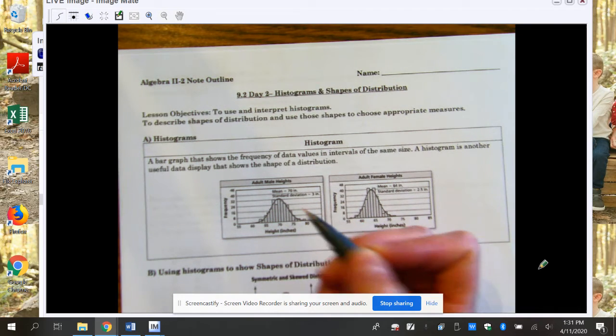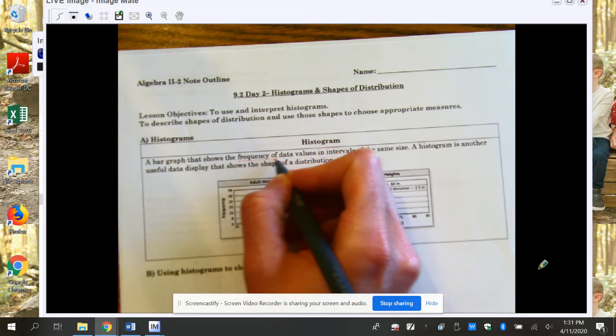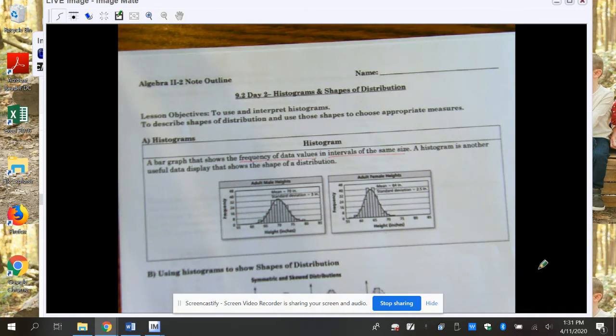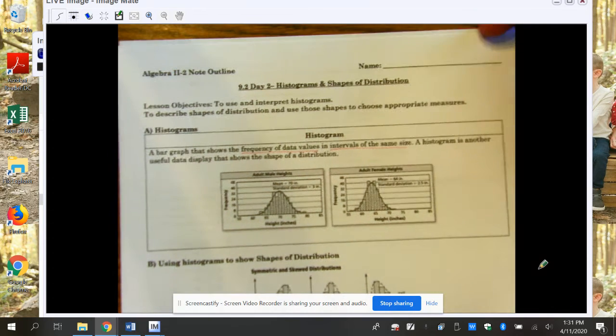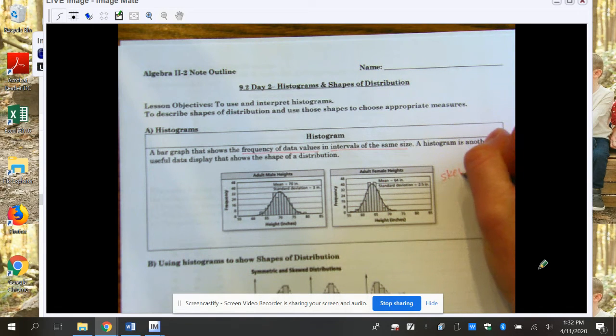So a couple of the important things to underline here. It shows the frequency of data values in intervals of the same size. And this is another way that we would interpret the shape of a distribution. So a histogram and a box and whisker plot both will determine if something is skewed or symmetric.